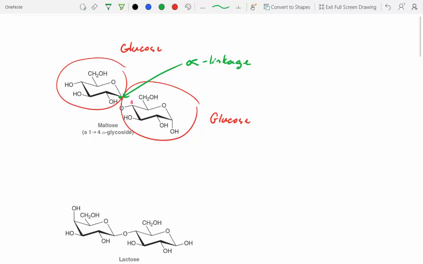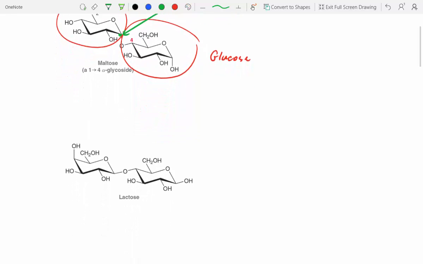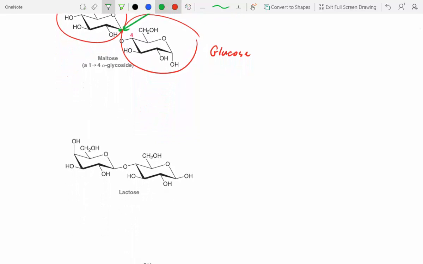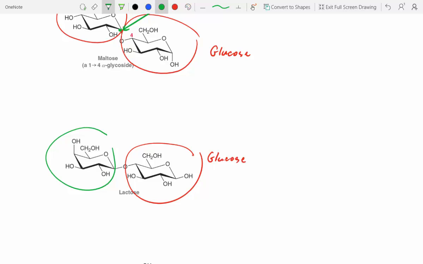There's a bunch of other disaccharides too. We could look at something like lactose, where with lactose we've got a glucose unit here. And then over here, instead of another glucose unit, we've got galactose. So it's a different disaccharide. And what sort of linkage do we have here? Is it alpha or beta? Beta.